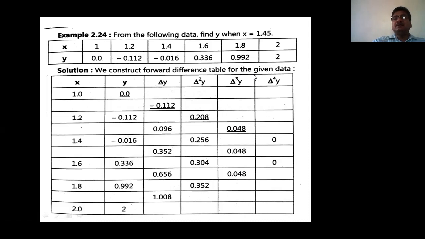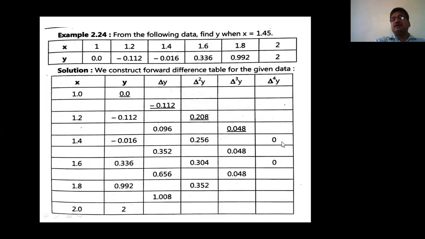Why is this table terminated at this column? Because if you observe the entries in the delta cube column, all the entries are the same. So there is no need to find further terms, because if you find them, what are the entries in the delta raised to 4y column? 0, 0.